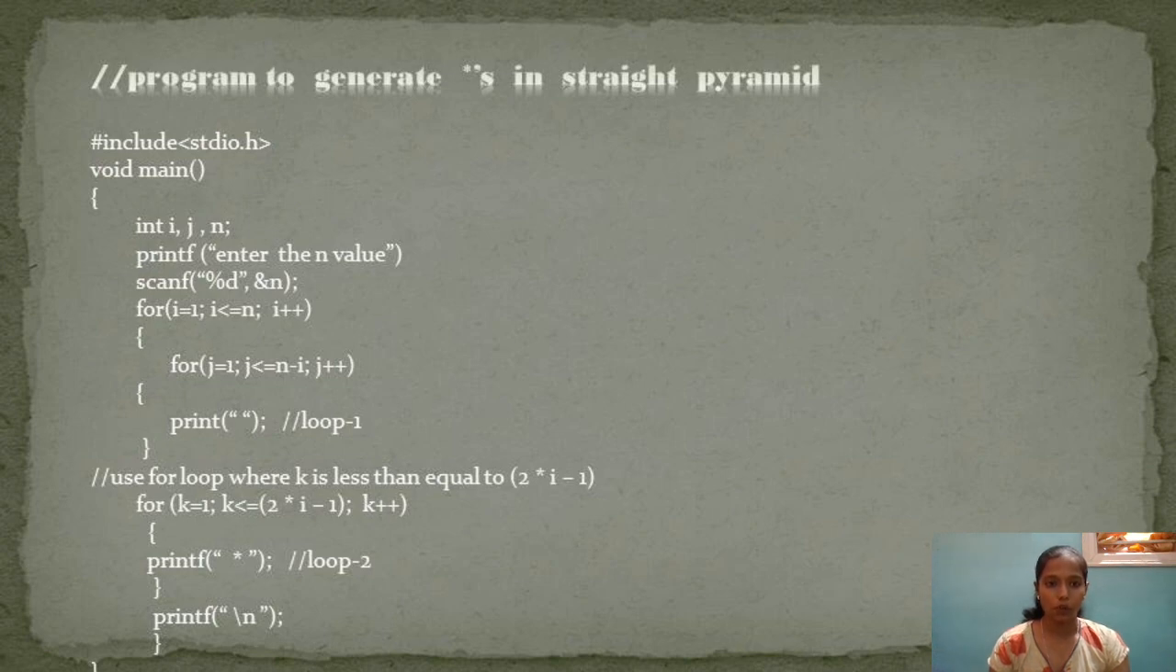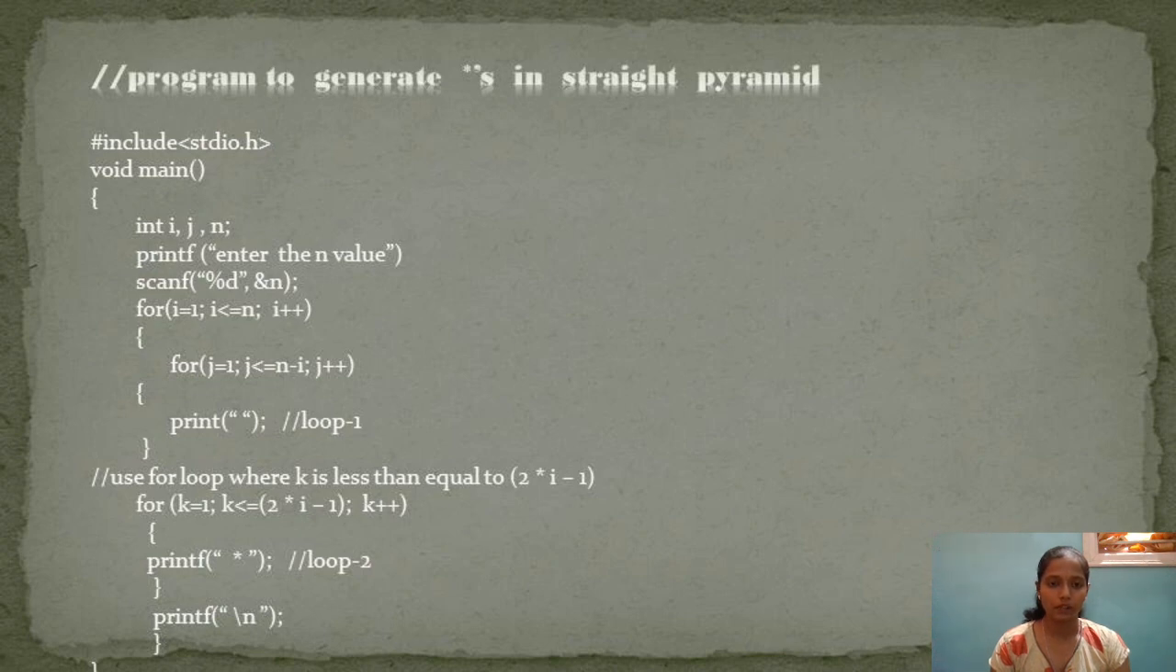And next we use a for loop where k is less than or equal to 2 into i minus 1. For loop, for k is equal to 1, k is less than or equal to 2 into i minus 1, and k increment. Here this k increment helps to increase the value of k, and here the printf statement inside has the star, which helps to print the stars in rows, and this ends the loop 2.